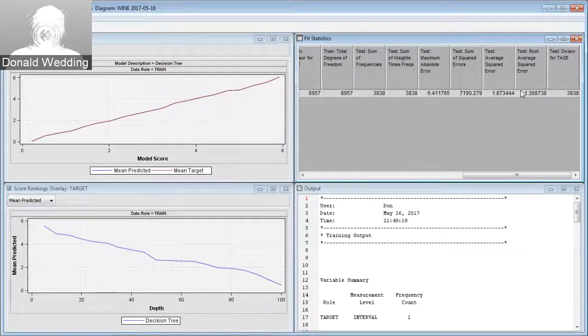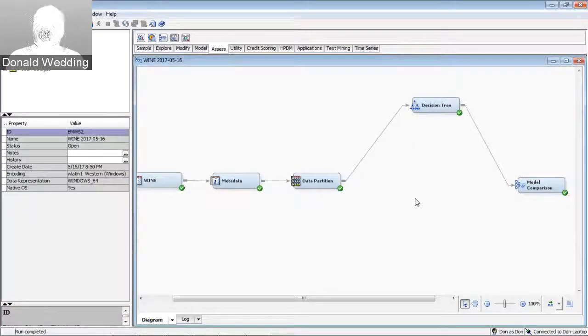Okay, so the average squared error is 1.87 cases of wine, and the root mean squared error is 1.3. So you're off by 1.3. Okay, so let's build something else.